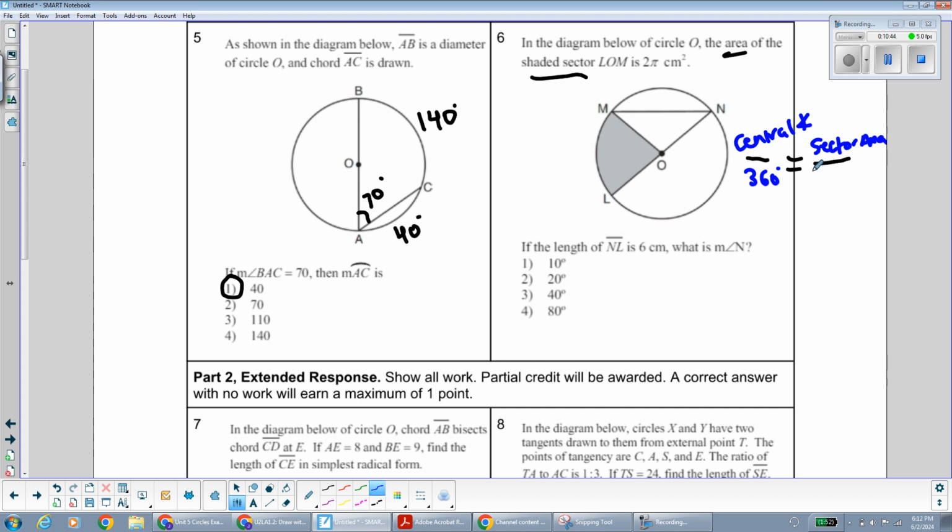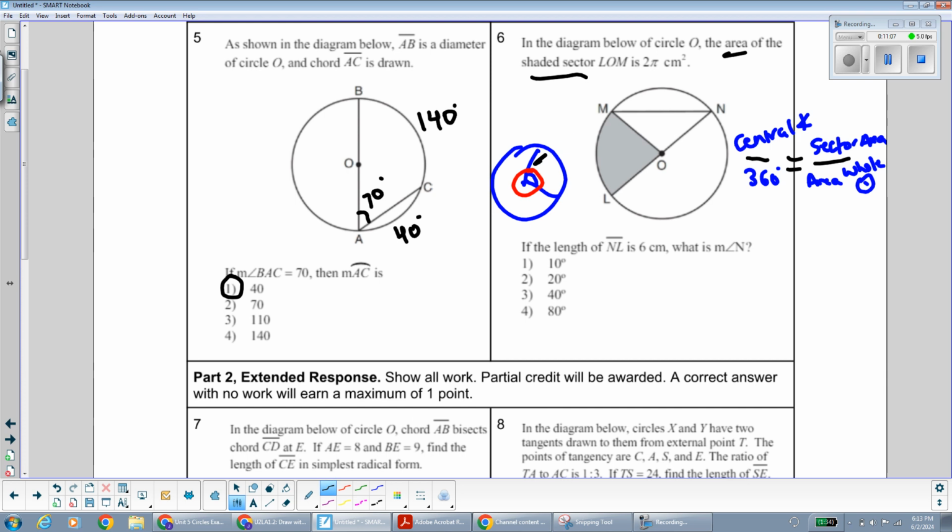Sector area over area of the whole circle. And you can think of this proportion as part over whole, because one central angle of a circle is a part of all the central angles of the entire circle. So part over whole equals part over whole.